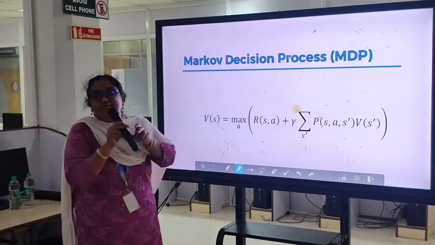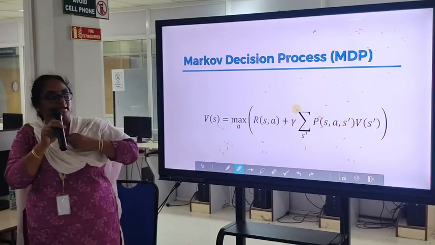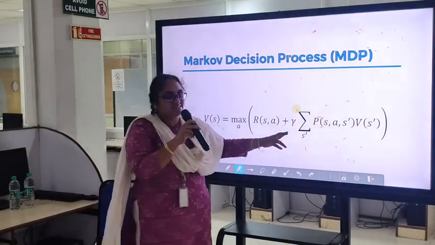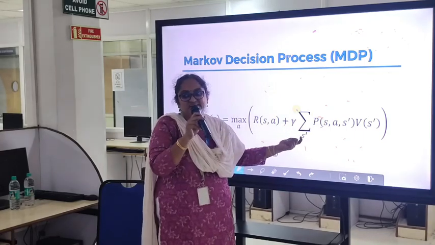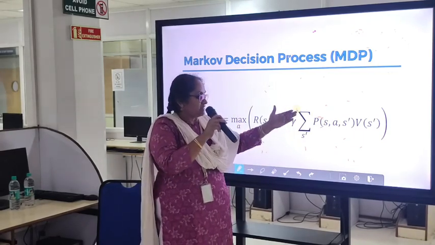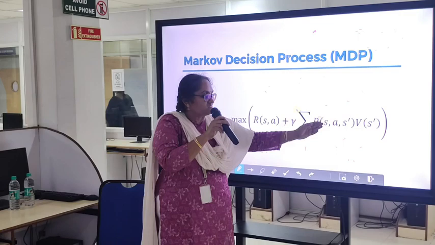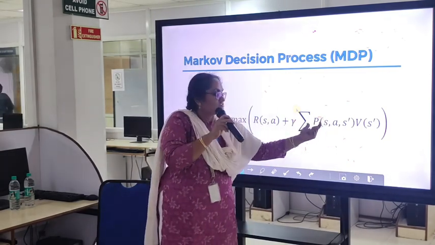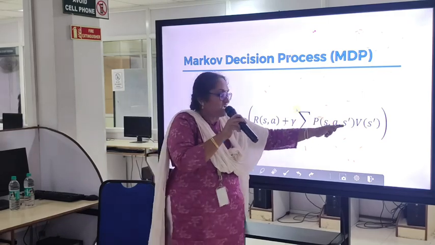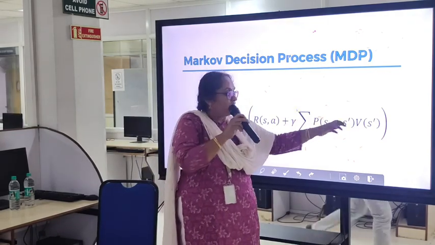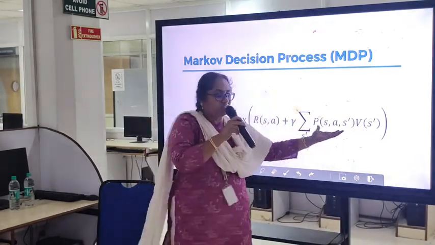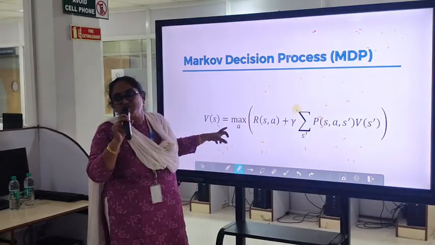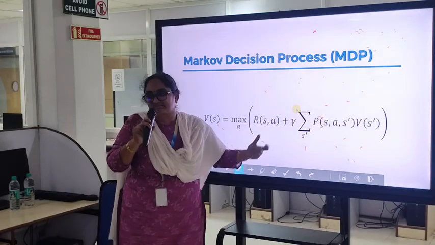So in general, the formula now becomes the same thing, but you have a sigma for all the different states that you can go to. Sum of all of that, the probability of S comma A comma S dash, that is, the probability of moving from S to S dash by taking that A, into V of S dash. So all of these summations and the same formula. Why are you having max? Because you will actually take the maximum value among all of this.